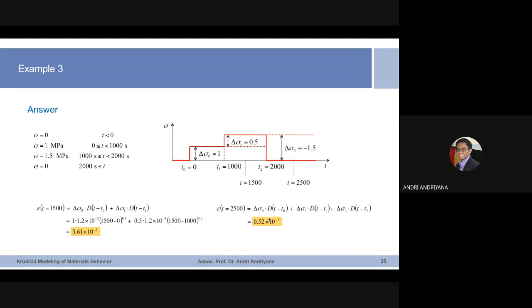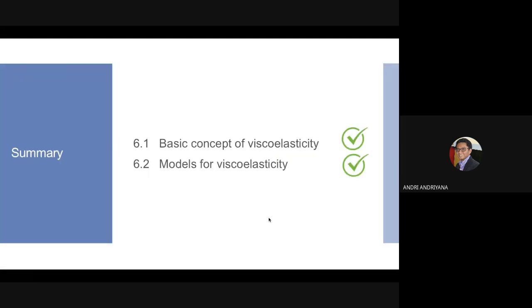This is an example of the typical response of viscoelastic materials, which depends on time. I hope this is clear. It is very short, but at least hopefully it gives you more idea about what viscoelastic response is. We have discussed the basic concept of viscoelasticity and a model for viscoelasticity. Again, this serves as additional knowledge for you, and it will not be included in your final exams. Okay, thank you very much.